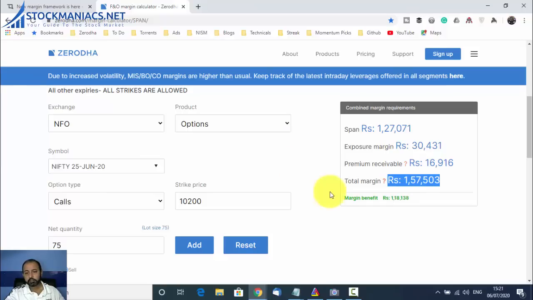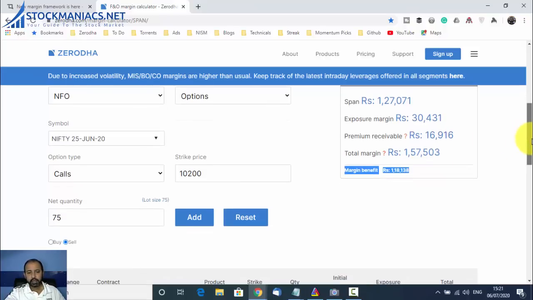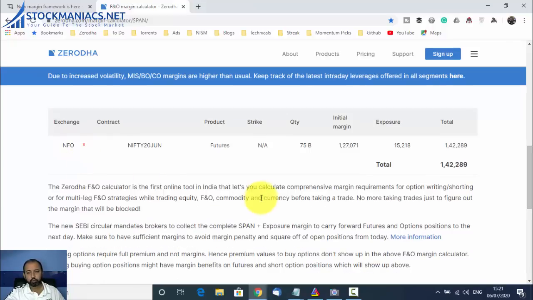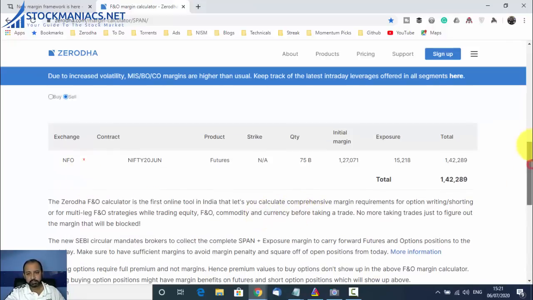So in this margin, you can buy one lot of Nifty future and you can short sell one lot of Nifty call. So you are getting a total margin benefit of rupees 1,18,138. Now I'll show you, instead of shorting a call, if you buy a put, what is the margin benefit?